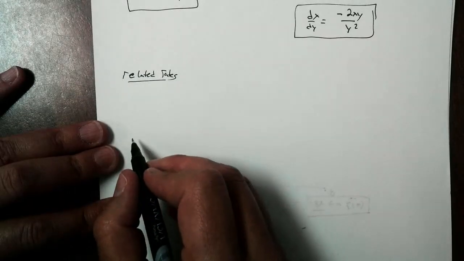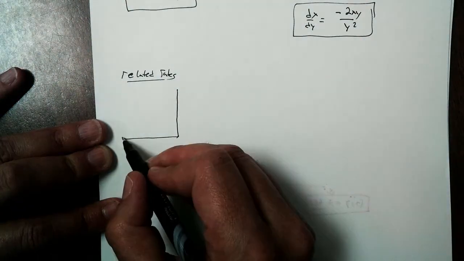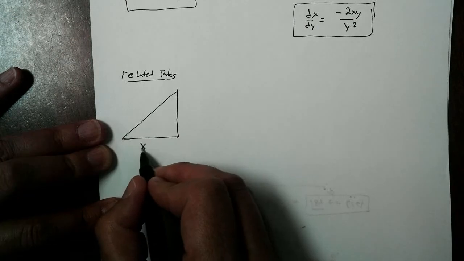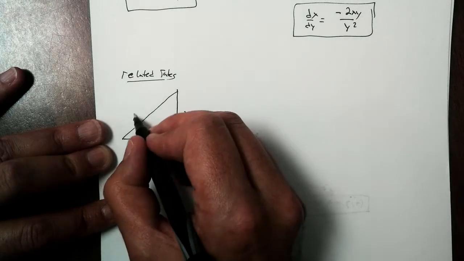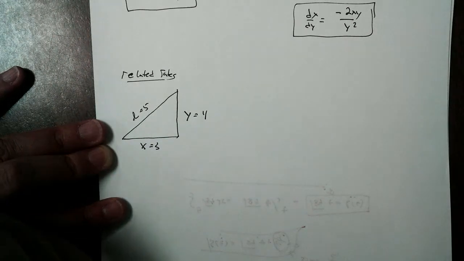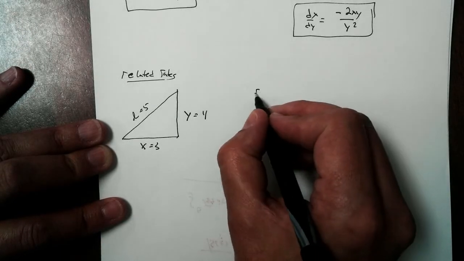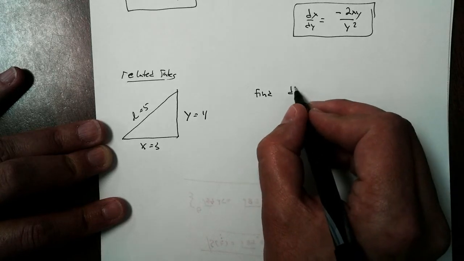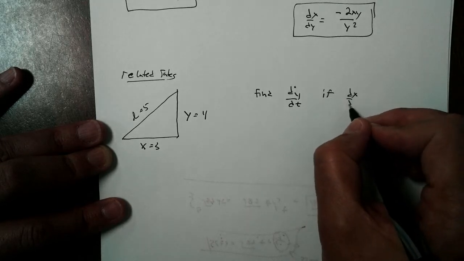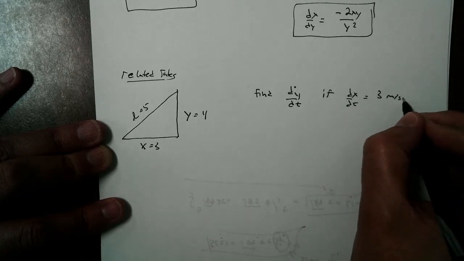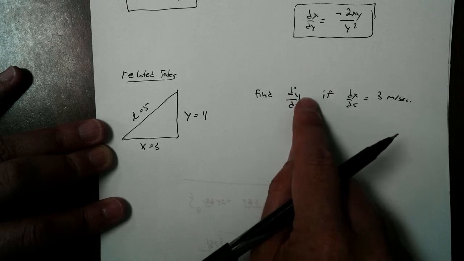So imagine you have a hiker, he's hiking, or somebody's climbing a mountain, something like this. And we have a base here that is 3, and we have a height that is 4, and of course the length here would be 5. Let's say we wanted to find dy dt if dx dt was equal to 3 meters per second. So this is what we saw, where we can take the derivative with respect to any variable.